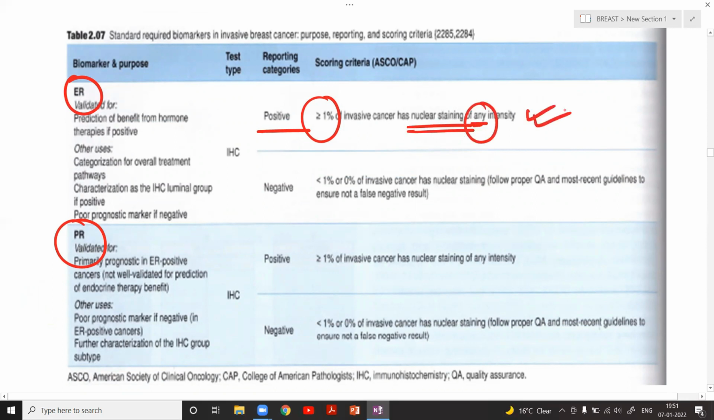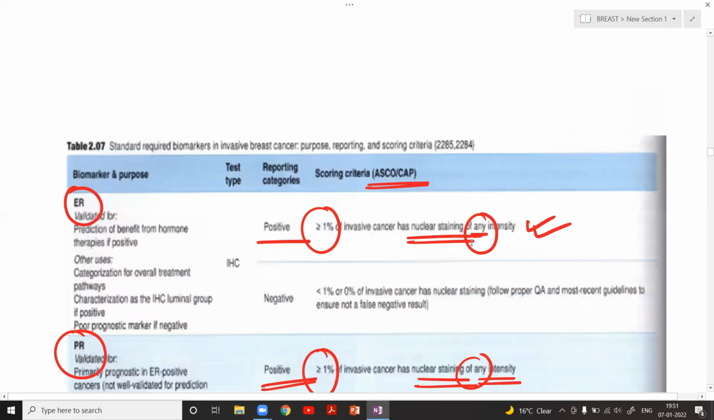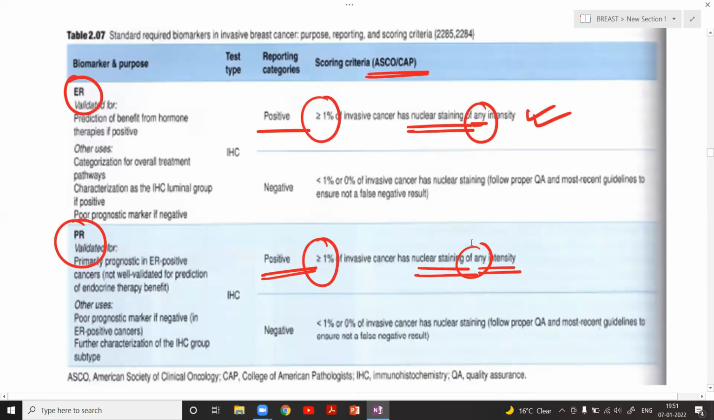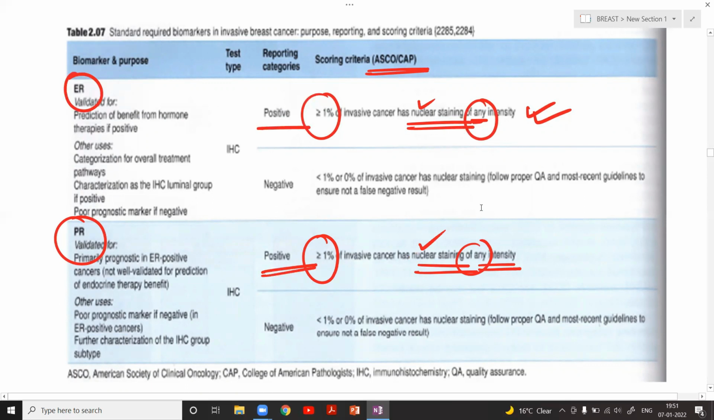Okay, be it any intensity according to the latest WHO, and it is also included in the ASCO CAP. Similar goes for your PR also. More than or equal to 1% of invasive cancer cells having nuclear staining of any intensity. Previously we were going for the Allred scoring, but according to the latest guidelines, any intensity, just more than or equal to 1% cells positive, showing nuclear positivity, is taken as positive for ER and PR. I hope it is clear to everyone.